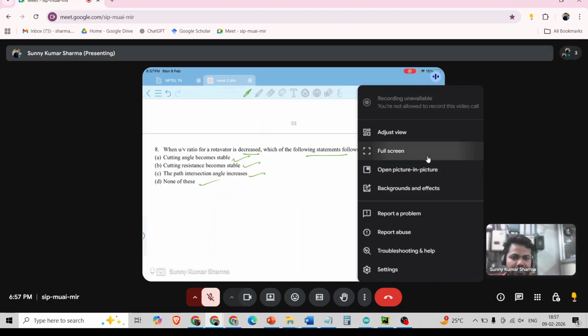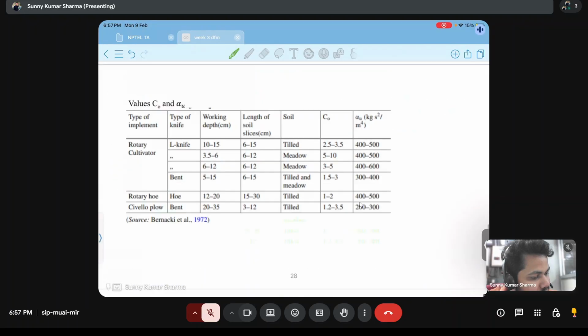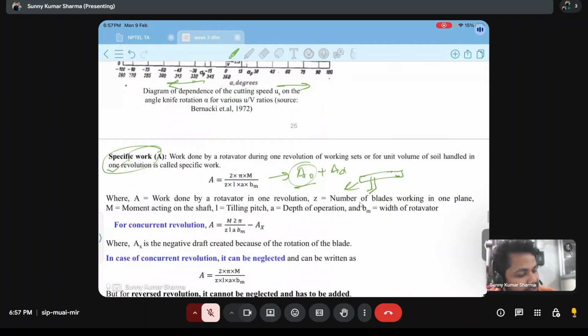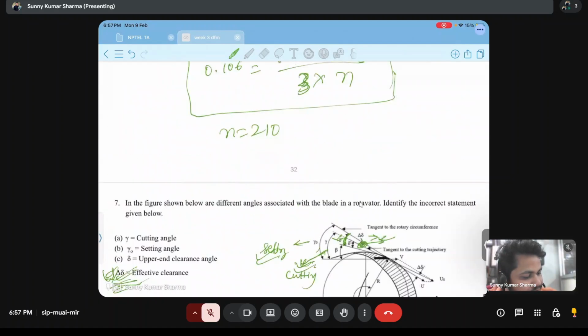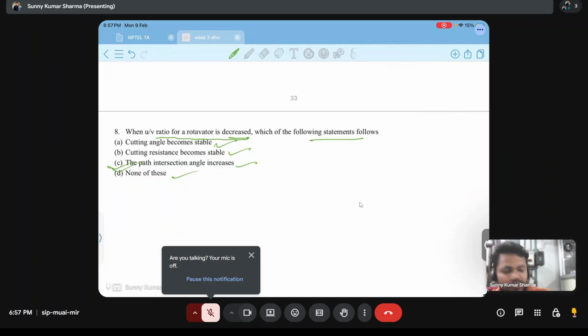Path intersection angle increases. So when U by V ratio is decreased, you can see that this is path intersection angle and it is increasing. So that statement is, I think, correct. When U by V ratio is decreased, the path intersection angle increases. So that is correct.